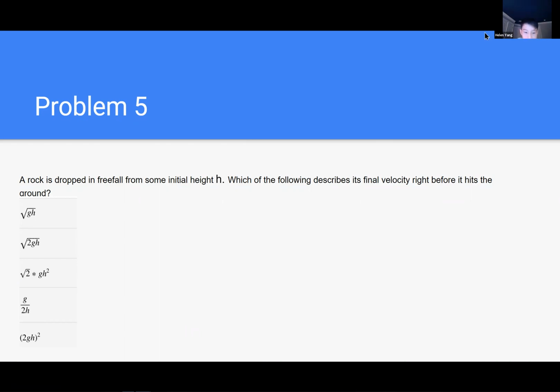Okay, so I'll explain the question now. It's asking for the final velocity right before it hits the ground. So you would have to use the conservation of energy in this situation, which again is the initial potential energy plus the initial kinetic energy is equal to the final potential energy plus the final kinetic energy.